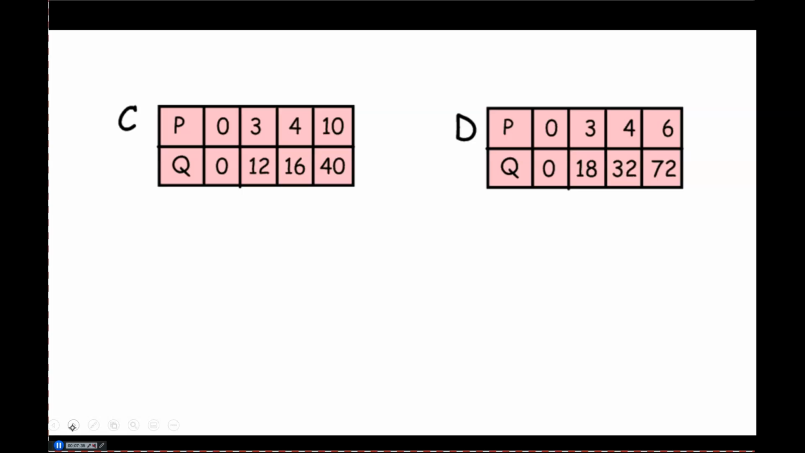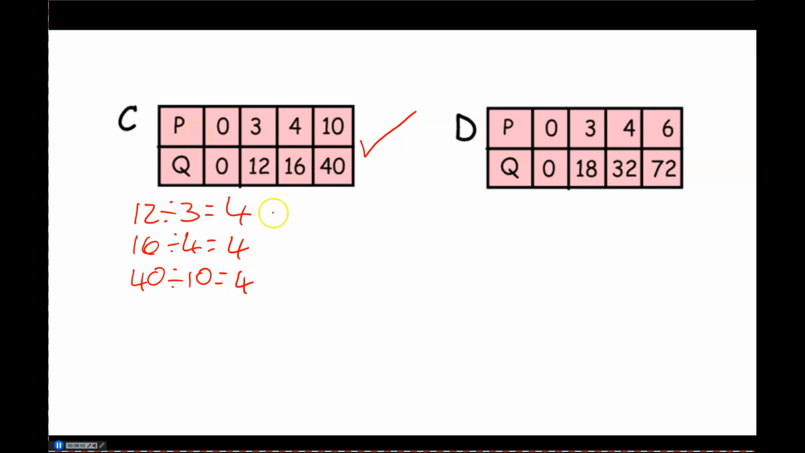Right, so 12 divided by 3. Well, 12 divided by 3 is 4. This looks a bit more promising. 16 divided by 4 is also 4. And actually, we hopefully all know that 40 divided by 10 is 4. So they are in proportion. And actually, Q is 4 times bigger than P. And you can see that working.